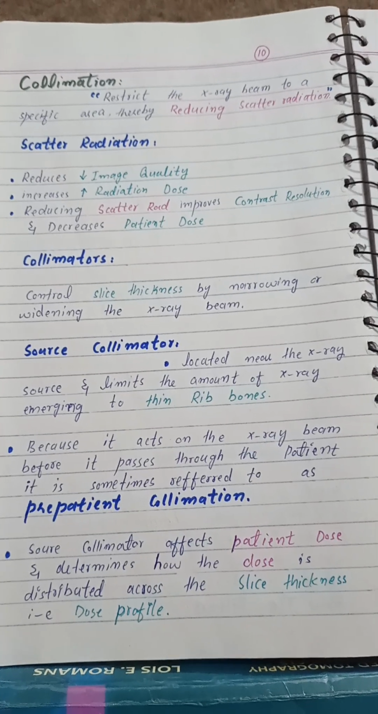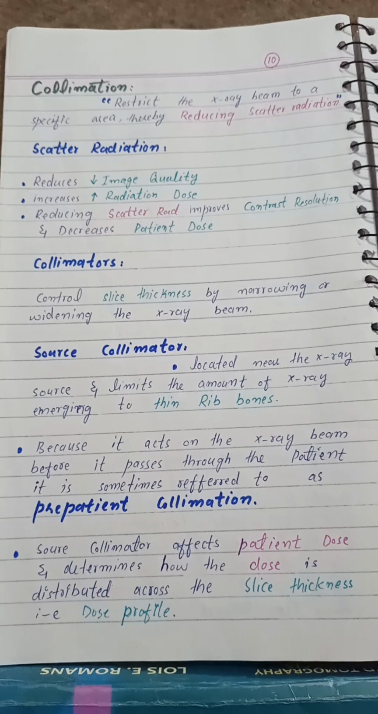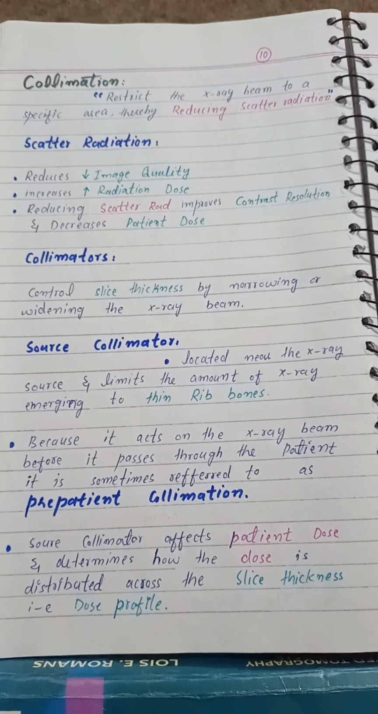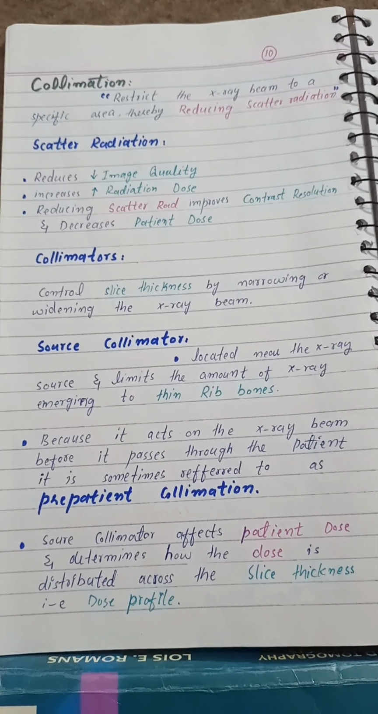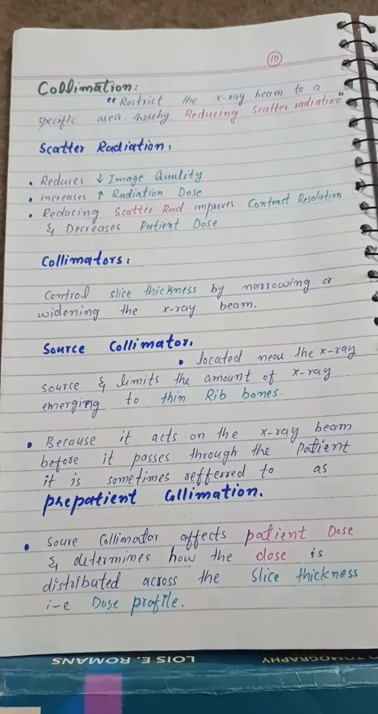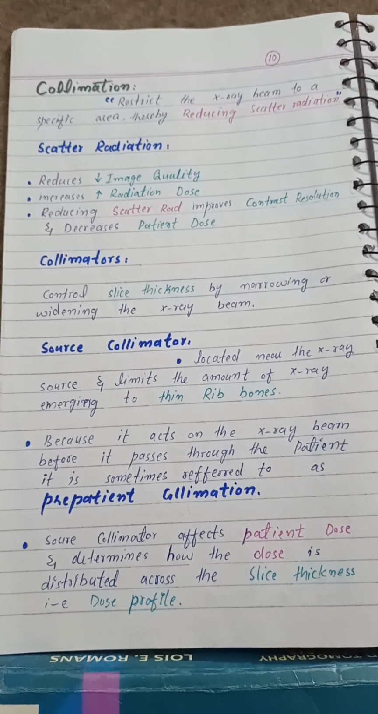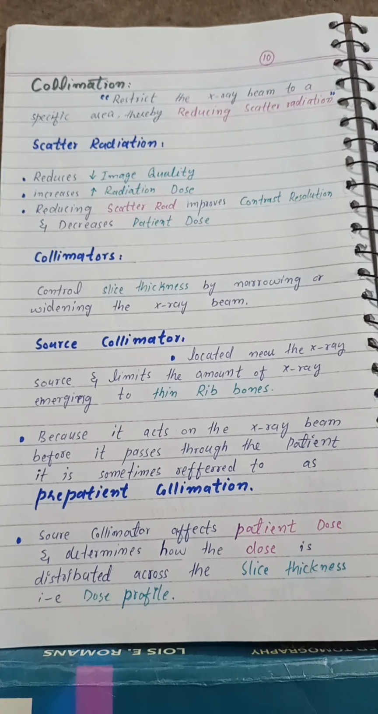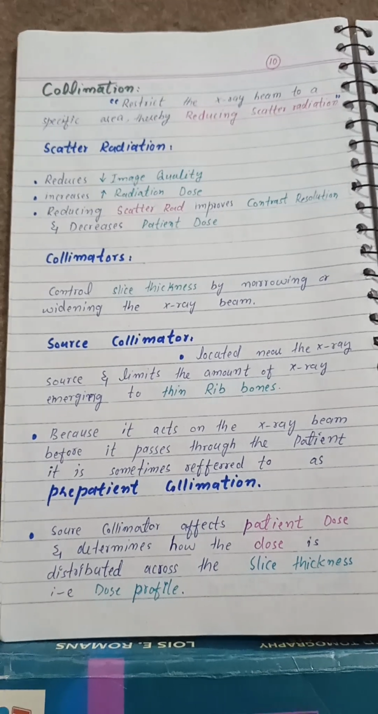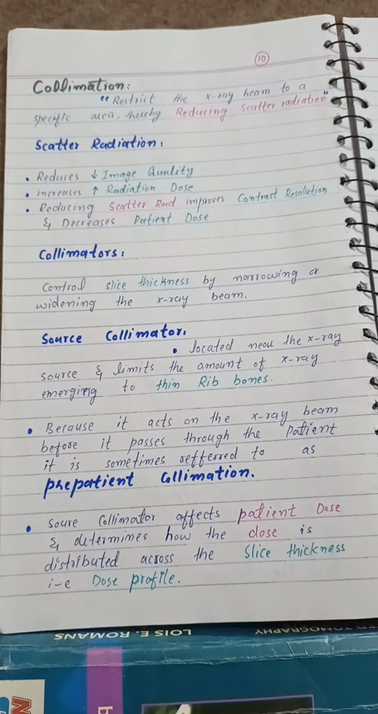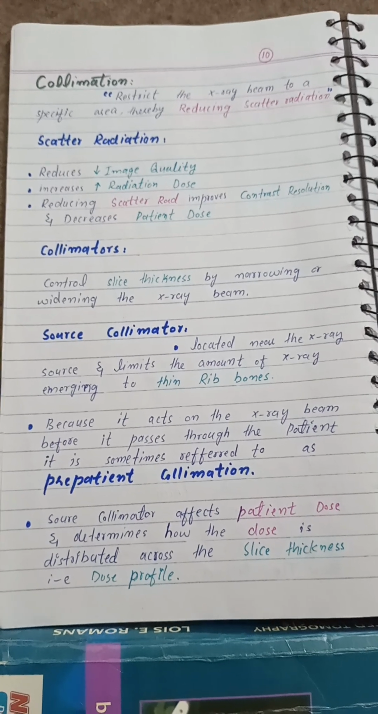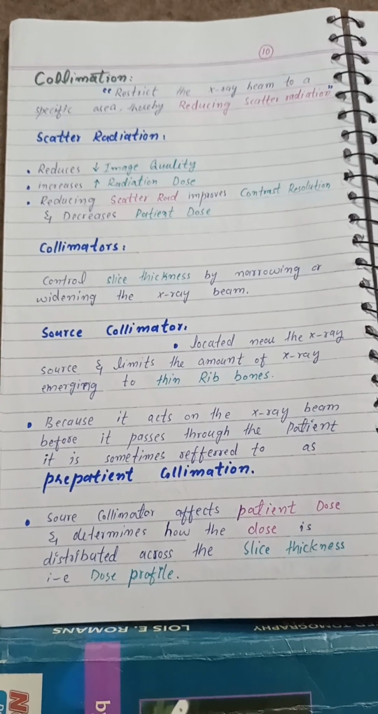Collimation restricts the X-ray beam to a specific area, thereby reducing scatter radiation. Scatter radiation reduces image quality and increases radiation dose. Reducing scatter radiation improves contrast resolution and decreases patient dose. Collimators control slice thickness by narrowing or widening the X-ray beam.